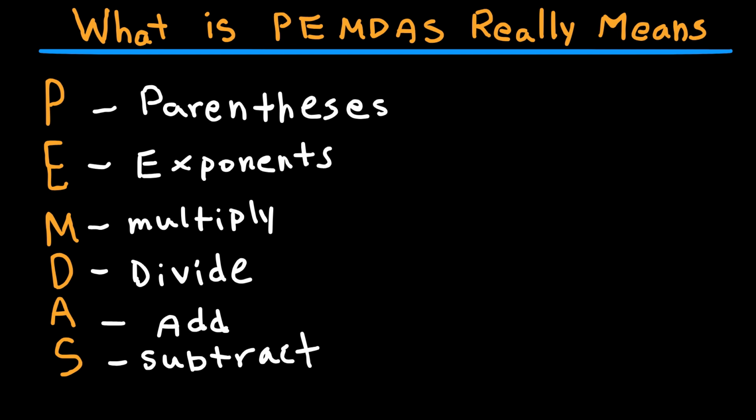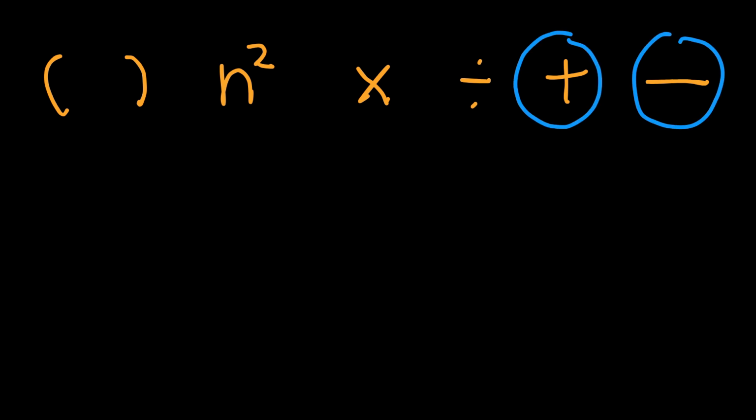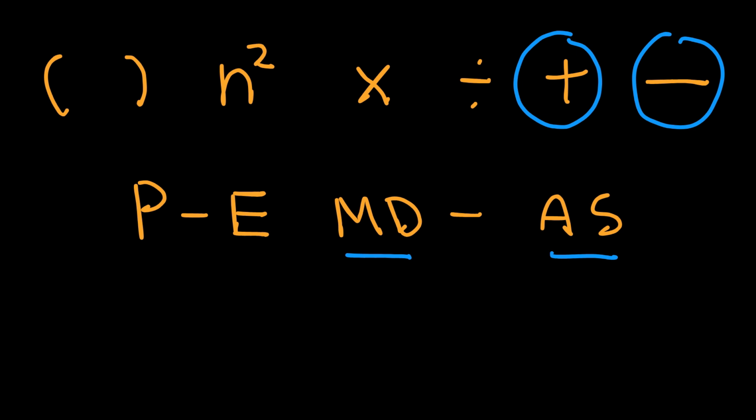But here's what most people get wrong. It's not first multiply, then divide, then add, then subtract. It's actually do multiplication and division from left to right, then do addition and subtraction from left to right. So it's more like PEMD pair, AS pair. Think of it in pairs.